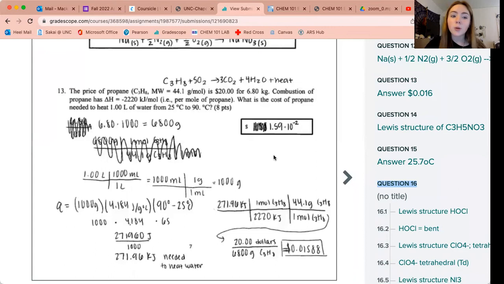The combustion of propane has an enthalpy change of negative 2,220 kilojoules per mole, meaning it's an exothermic reaction. As I've written here above, heat is a product. What is the cost of propane needed to heat 1 liter of water from 25 degrees Celsius to 90 degrees Celsius? Okay, so to begin this question, as you can see here, I have a couple of scribbles.